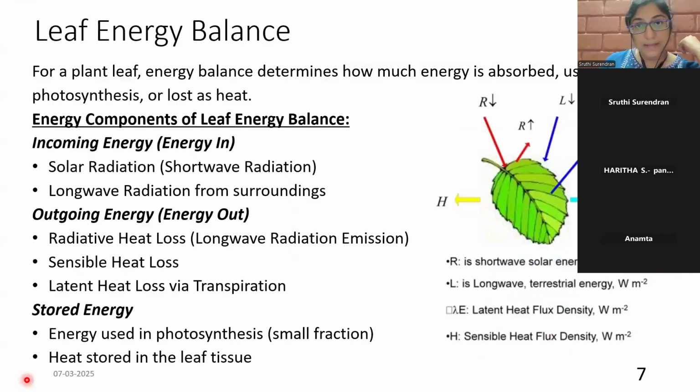Now, as far as a plant is concerned, let's consider a leaf, not a whole plant. If you're considering a leaf, the energy balance determines how much energy is absorbed by the plant, utilized by the plant, and then lost as heat. So the incoming energy exits the system in the form of heat, and the sum of the energy that goes inside is equal to the heat that is lost plus whatever energy is stored in the plant when the products of photosynthesis are generated.